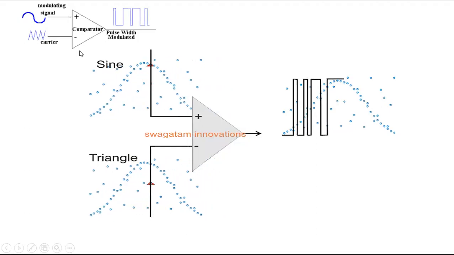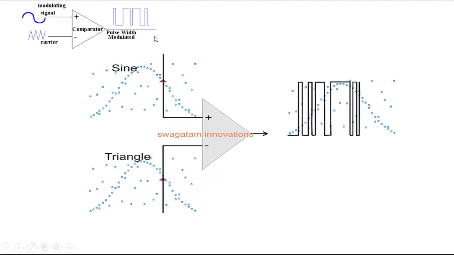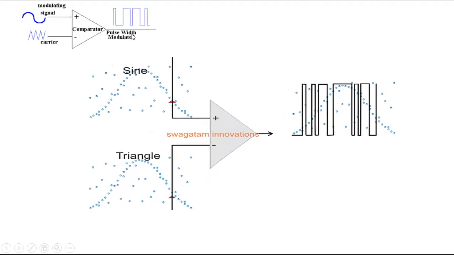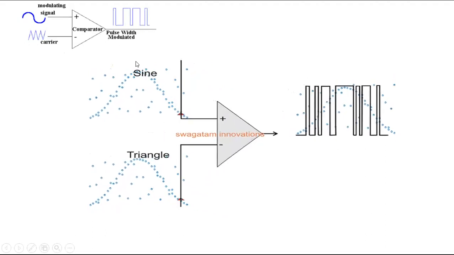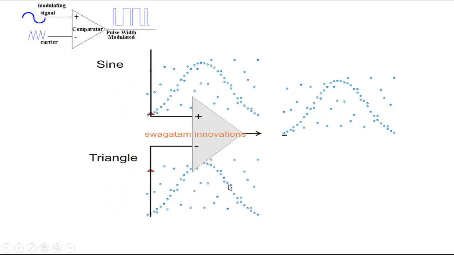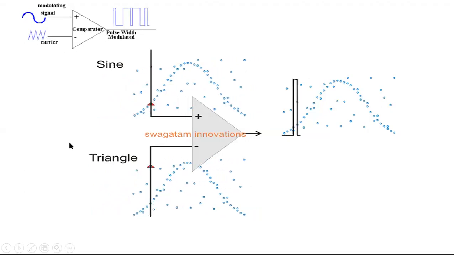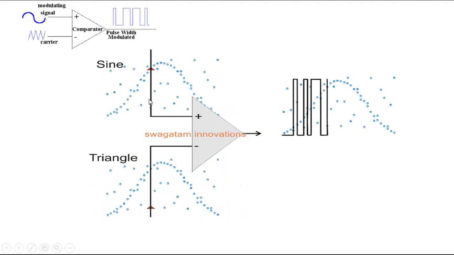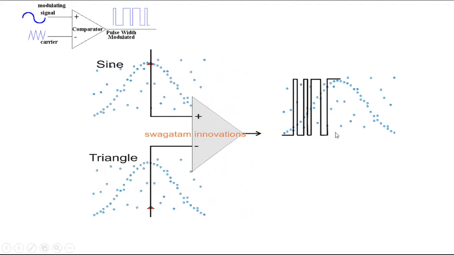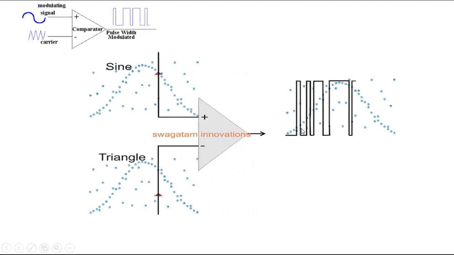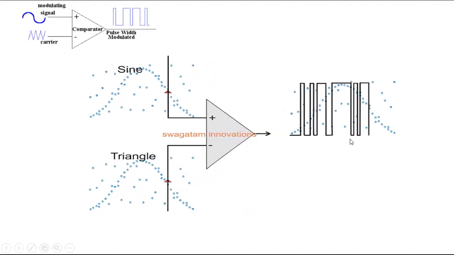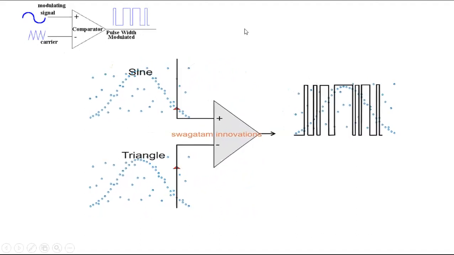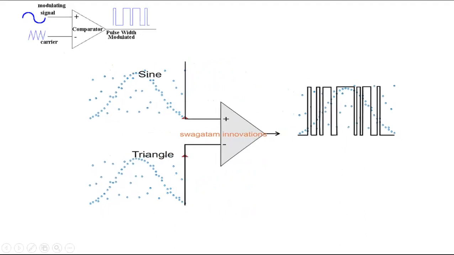So what is going to happen when they are added? Which signal are we going to get? A pulse width modulated signal. How we get it, we'll see here. This is the animation, a very important animation. When you combine one triangular waveform with a sine wave, which signal are we going to obtain? A square wave signal, whose pulse widths can be varied. So this is sinusoidal pulse width modulation.